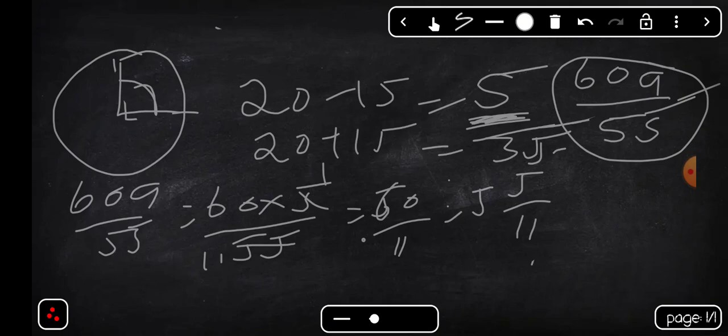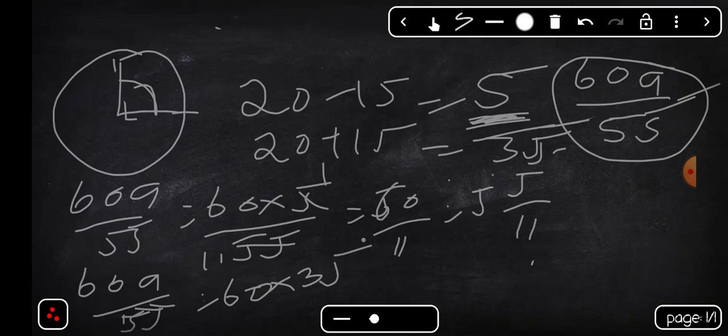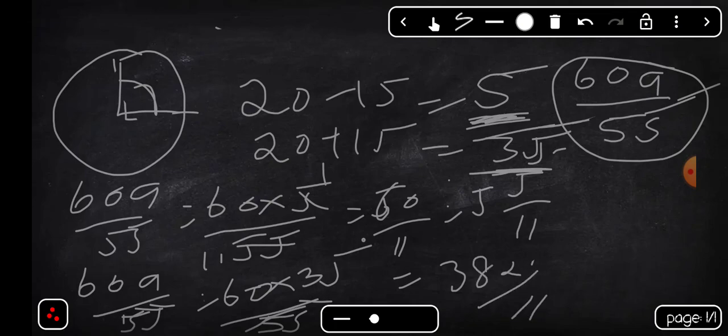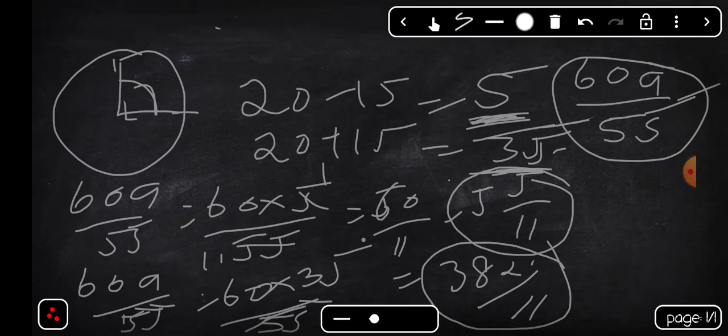And for the other one, 60A by 55, that means 60 into 35, the second time, 35 by 55. That means it will happen at 38 and 2 by 11. It means between 4 o'clock and 5 o'clock, it makes two right angles. One is at 4 hours 5 and 5 by 11 minutes, and the second is at 4 hours 38 and 2 by 11 minutes. Two times right angles happen.